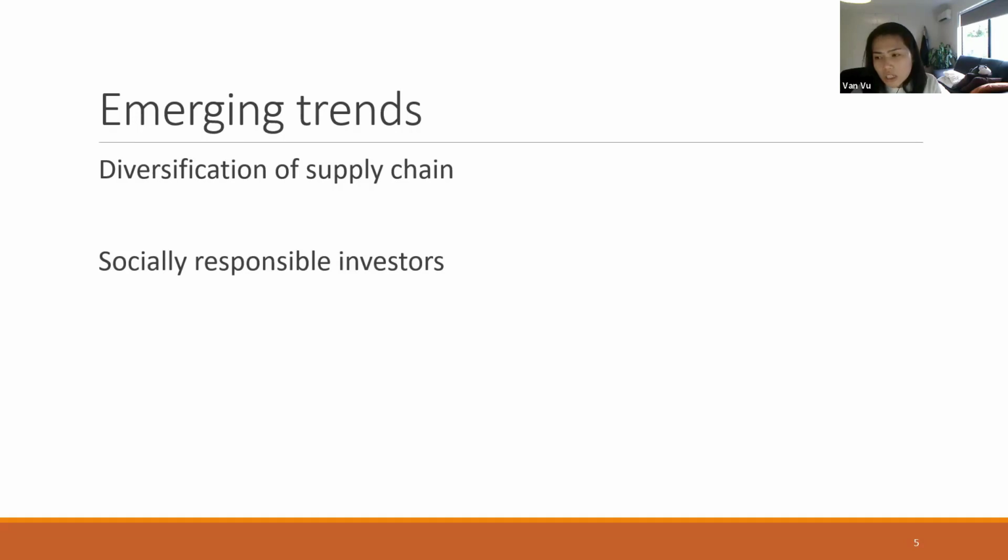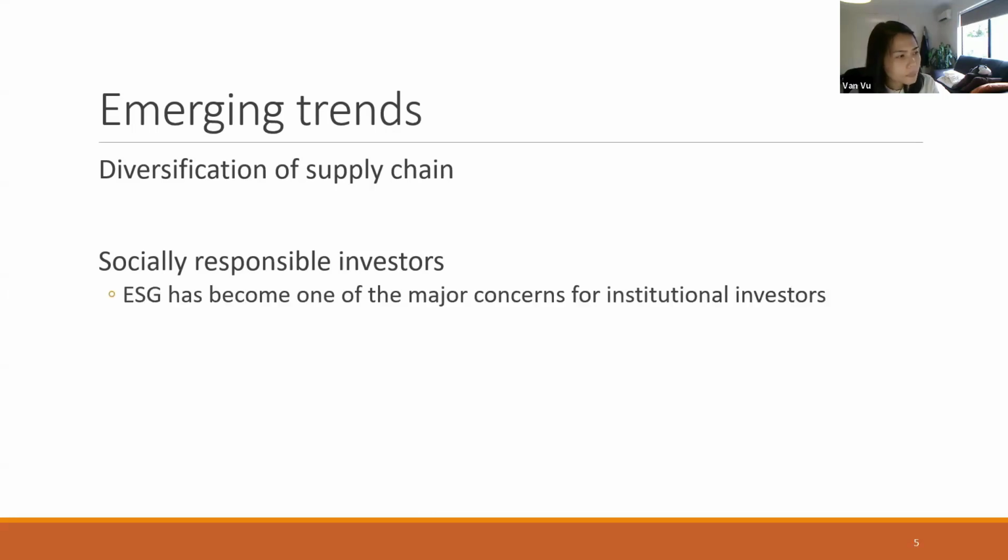Also, another emerging trend that I have seen lately in the news as well as in the research literature is the rise of socially responsible investors. If you read the news or look at some job ads lately, you will see that there have been a few on ESG investment. ESG has been one of the major concerns for institutional investors in recent years.